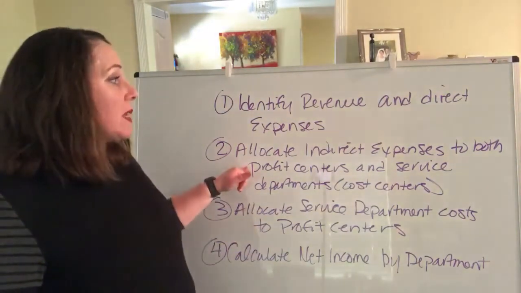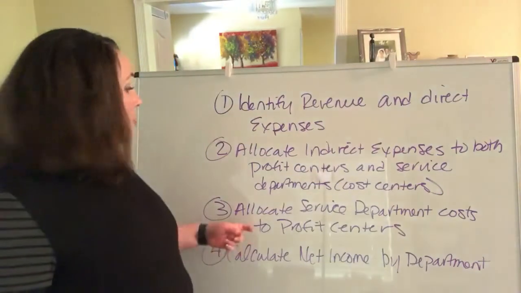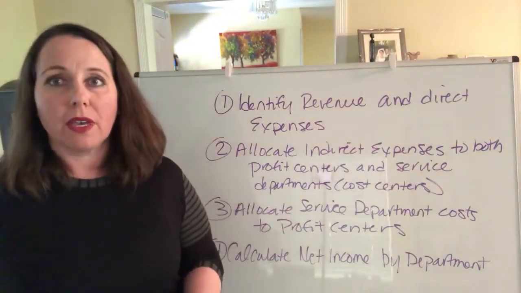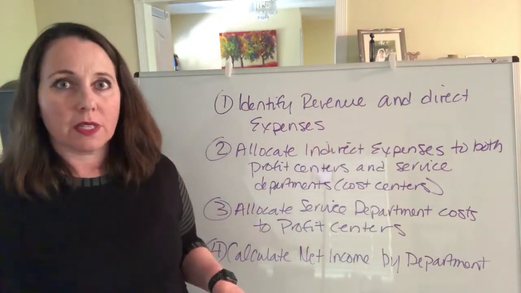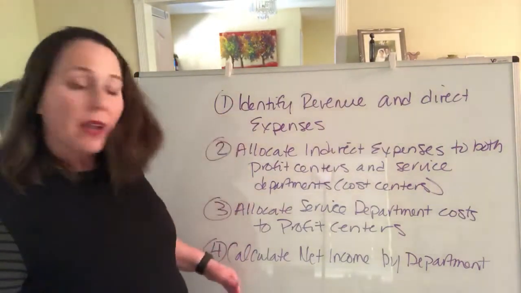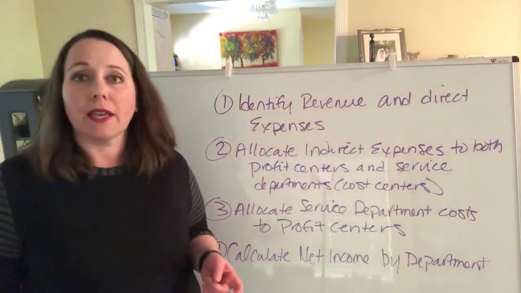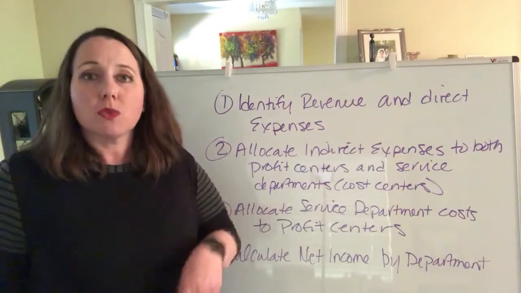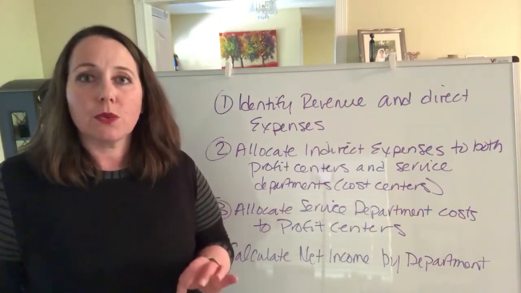So at this point, the only departments that will have costs will be our profit centers. The indirect expenses will have been allocated, then the service department expenses will be allocated, and only the profit centers will have expense. Once we get there, then we're going to calculate our net income by department. I'm going to switch over to the computer and take you through an example.